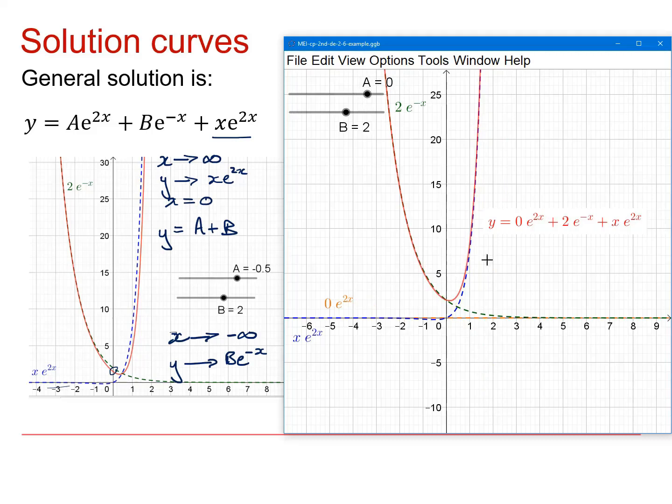If a goes up to 0, then we're just being bounded by these two functions, the 2e to the minus x and the x e to the 2x, and as I alter the value of b for that, you can see it's just lying between those two functions.